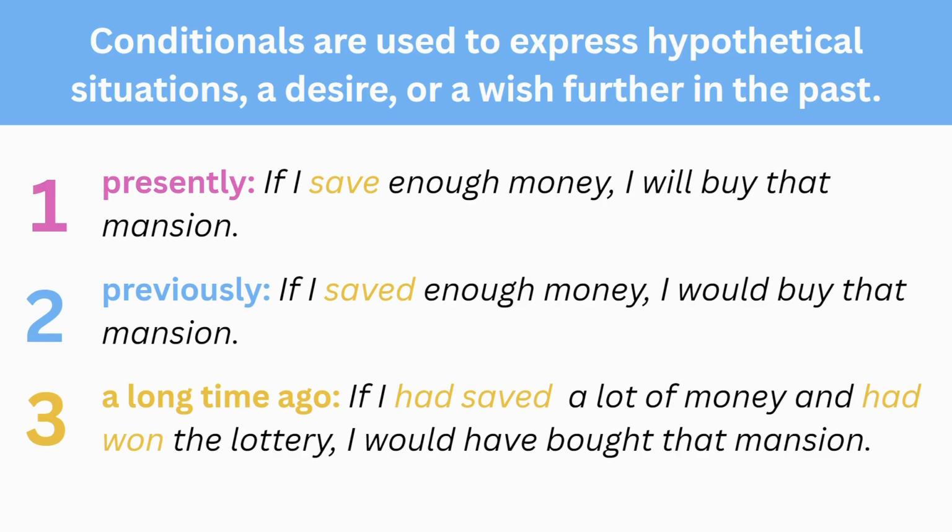Notice the words in yellow show different tenses. For the first conditional, we have the simple present. In the second conditional, we have if plus the simple past. And in the third conditional, we have the past participle. Let's look at a few more examples.